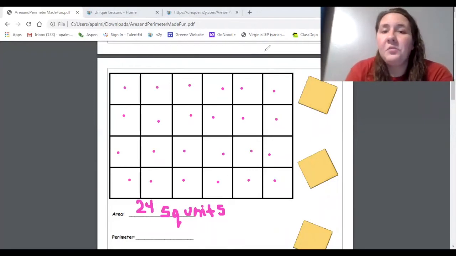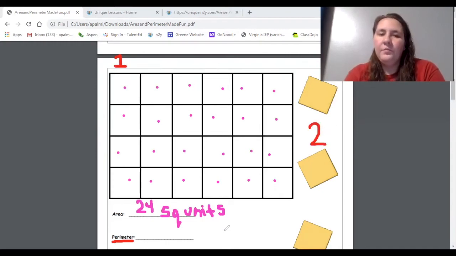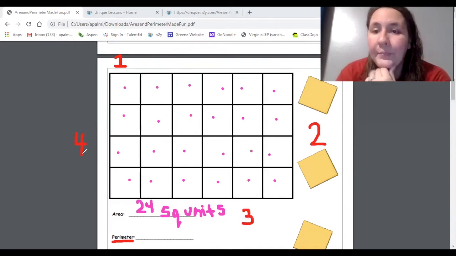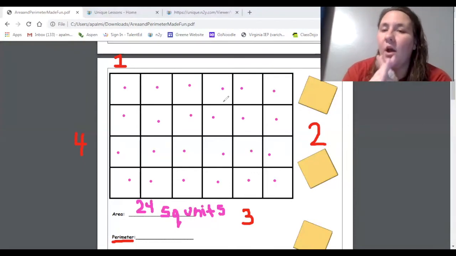So I changed my marker color so you could see that now we're working on perimeter. So first we're going to label our sides, okay? So this side will be number 1. This side will be number 2. This side will be number 3. And this side will be number 4, okay? So let's start counting one side at a time. And remember, once we get our number for our side, we're going to cross it off so we know we counted that side already, okay?